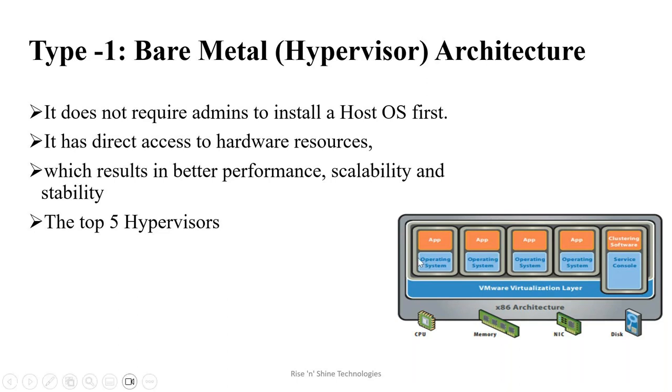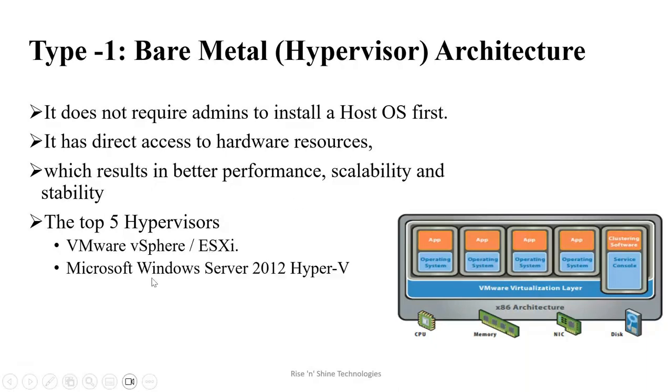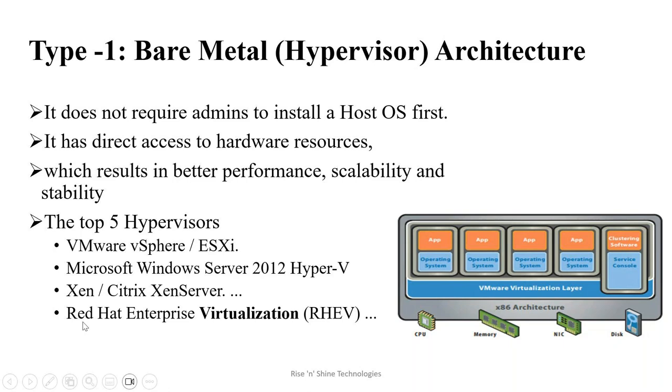And the top hypervisors used in this bare metal type are VMware vSphere, which has ESXi, or Microsoft Windows Server 2012 Hyper-V, or Citrix Xen servers, which are available in the market, or Red Hat Enterprise Virtualization, RHEV, or IBM. So there are different software available as a virtualization layer on bare metal.